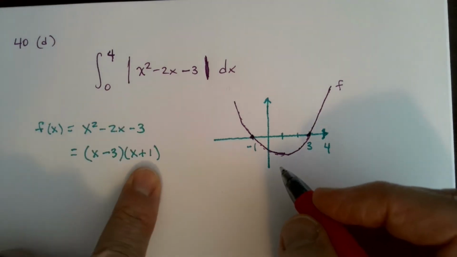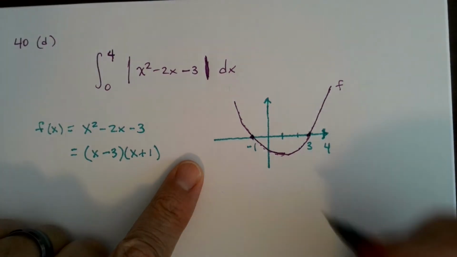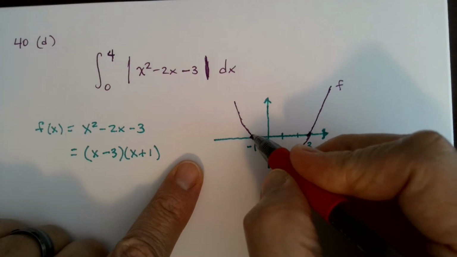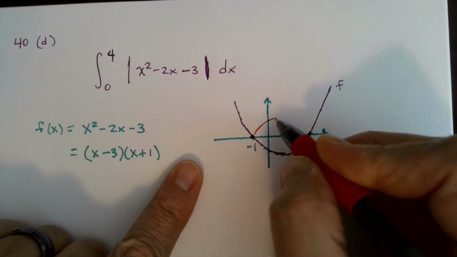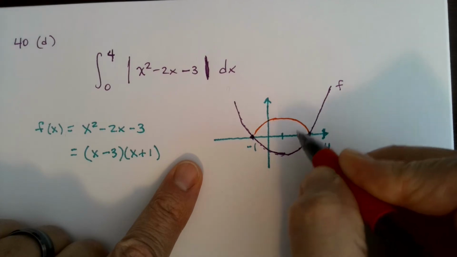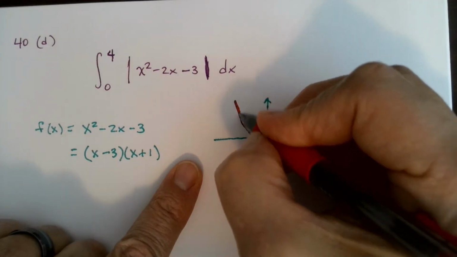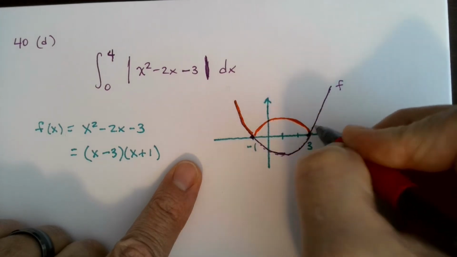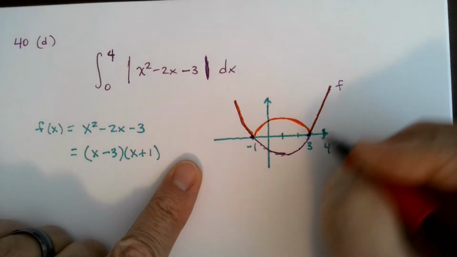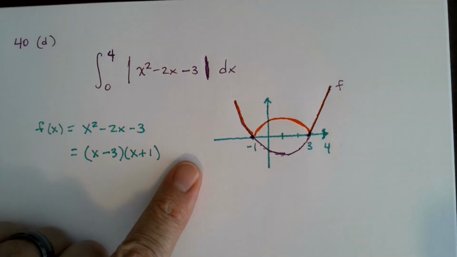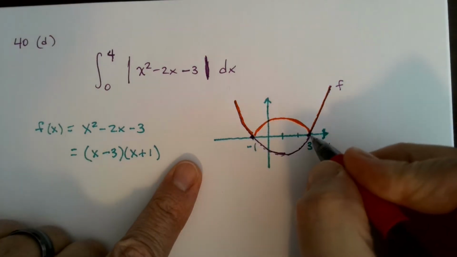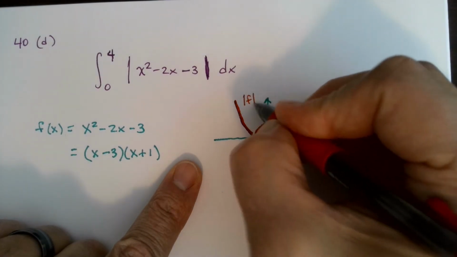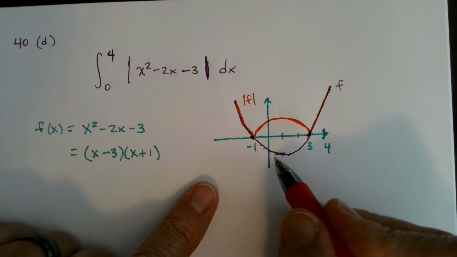So what is the absolute value of the function f going to look like? Well, this whole negative portion here, when I take the absolute value, there'll be a reflection about the x-axis. So here is the graph in red of the absolute value of f. It coincides with the graph of f when the function is positive, but when the function is negative, it does a reflection. And so the red is the graph of the absolute value of f. So now we see what we need to do.